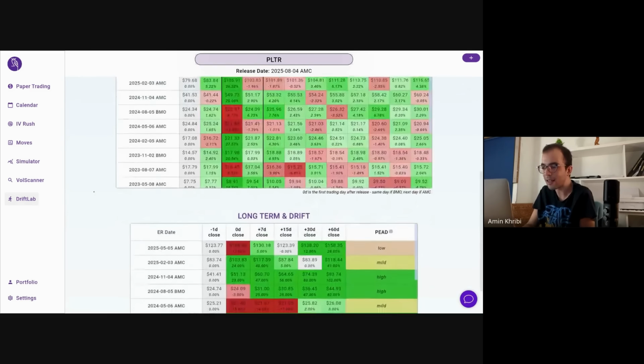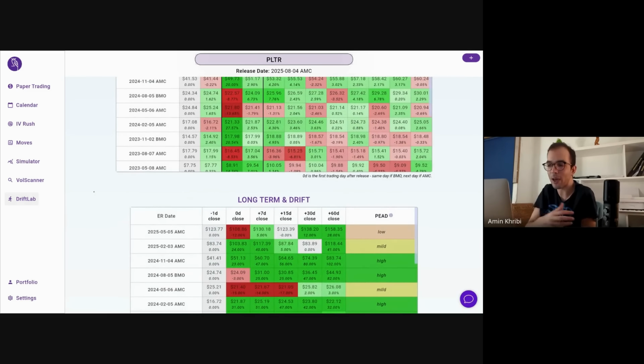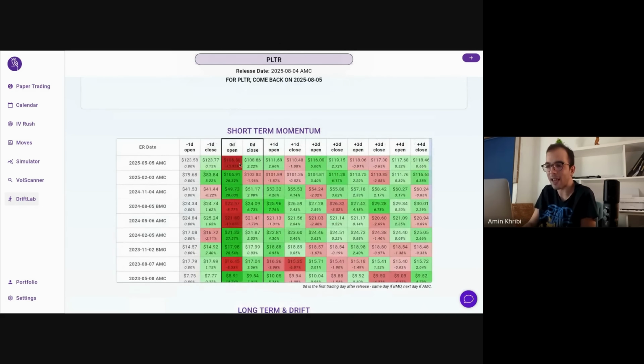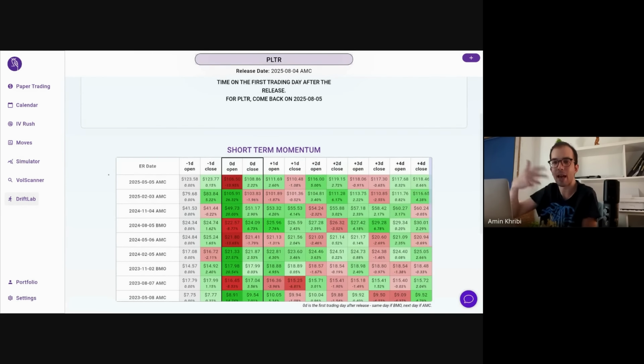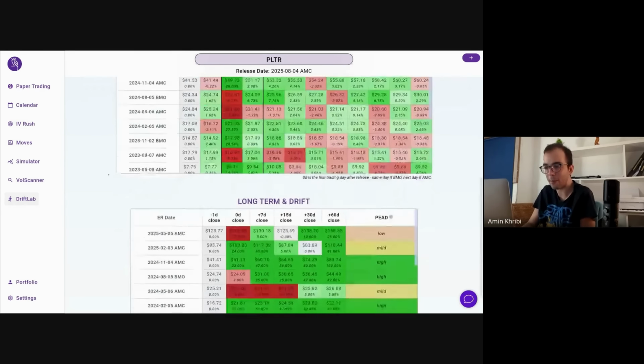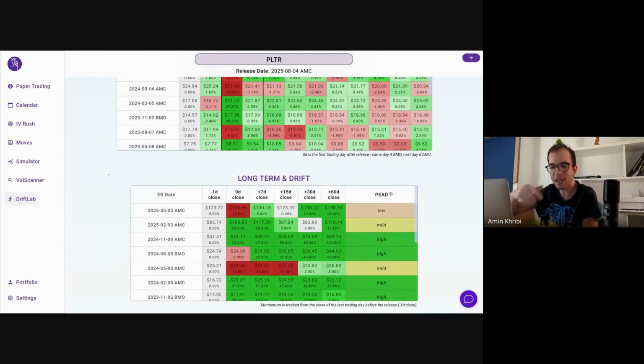Let's see how much of a drifter it is in the long term. After the release is played, as you know, we can do this analysis of the short-term momentum from the similarity that will update as the moves actually happen. But now let's project very long term and see what happened in the past.